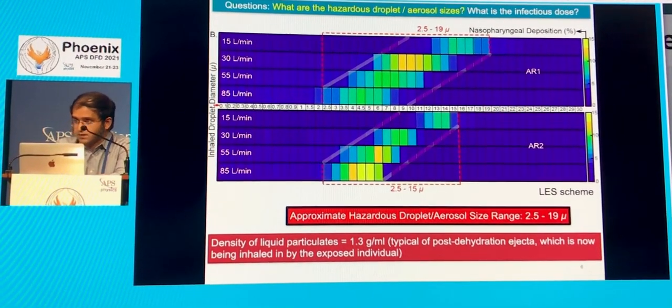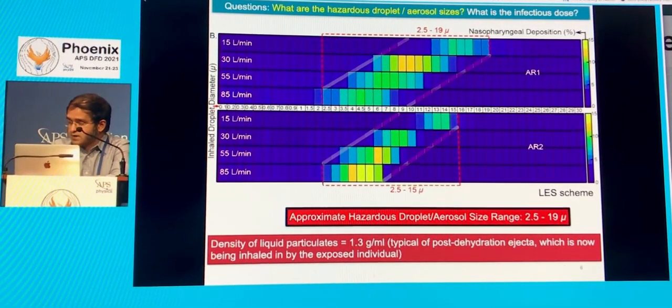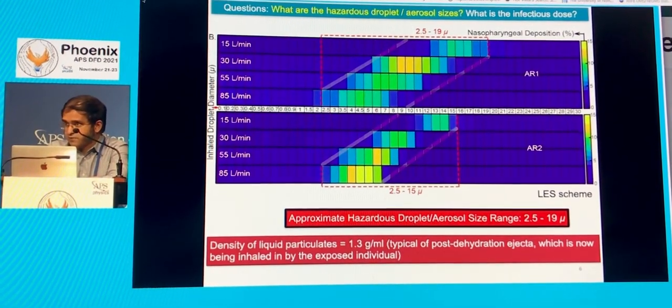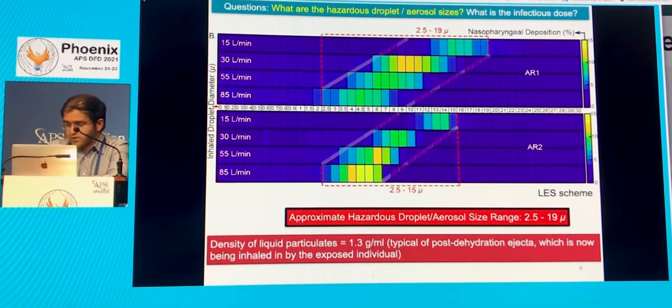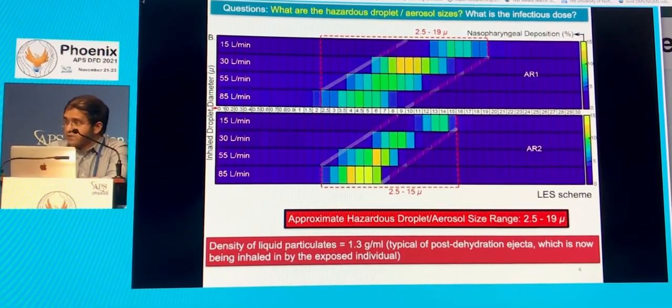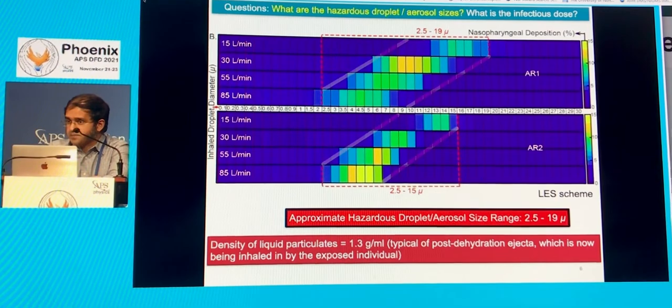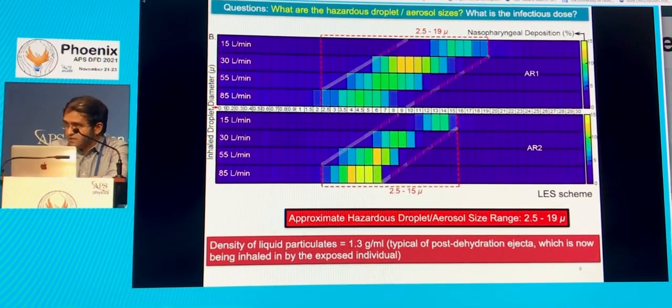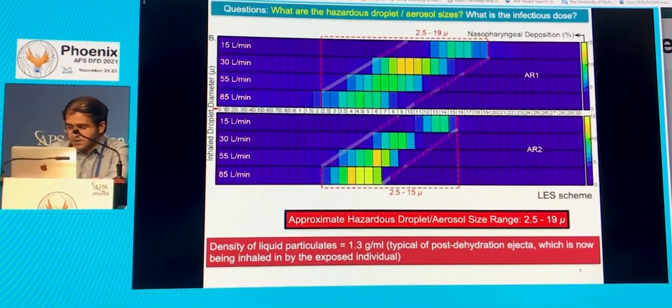So within this size range, I see that the nasopharyngeal deposition peaks for the range 2.5 to 19 microns. For these simulations, the density of the droplets was 1.3 gram per ml, which is typical of respiratory ejecta that has undergone environmental dehydration after being expelled.